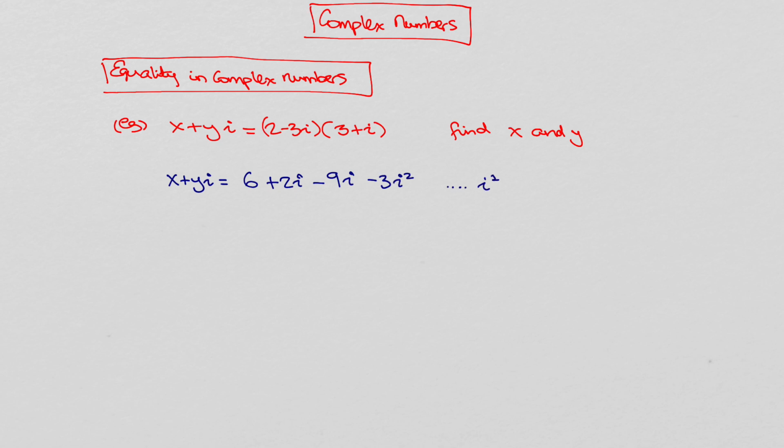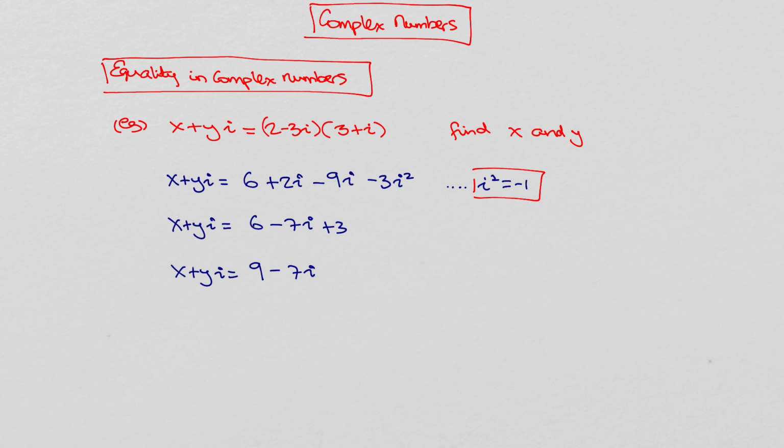And of course, we remember that i squared equals minus 1. So then that's going to simplify the right-hand side to 6 minus 7i, and then minus 3 times minus 1 is plus 3. So that means that x plus yi equals 9 minus 7i.